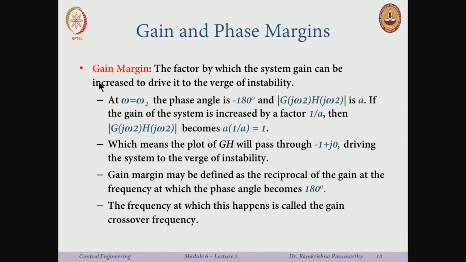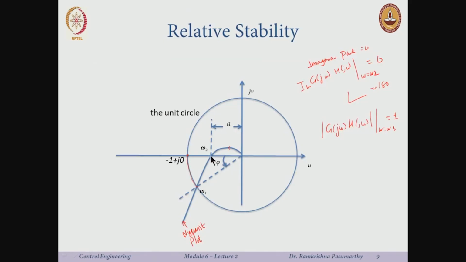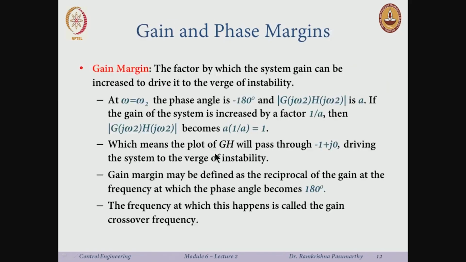Gain margin, what is this? This is the factor by which the system gain can be increased to drive it to the verge of instability. So, slowly we will try to understand. At omega equal to omega 2, what is the phase angle? The phase angle is minus 180 degrees and the magnitude of G times H is A.